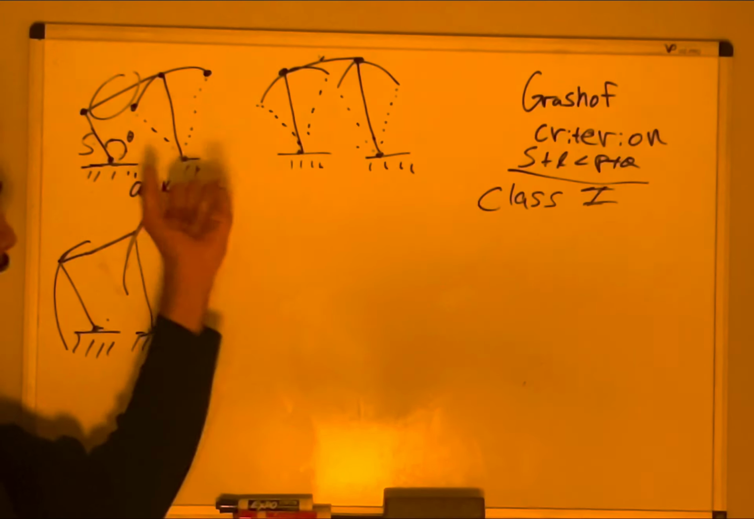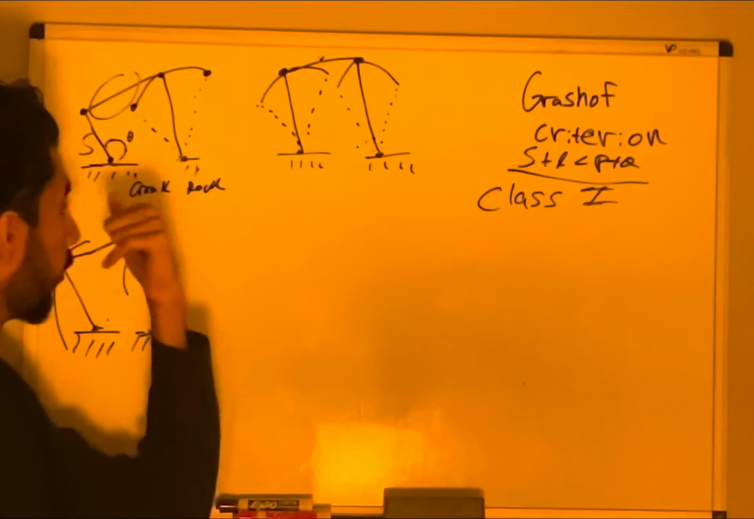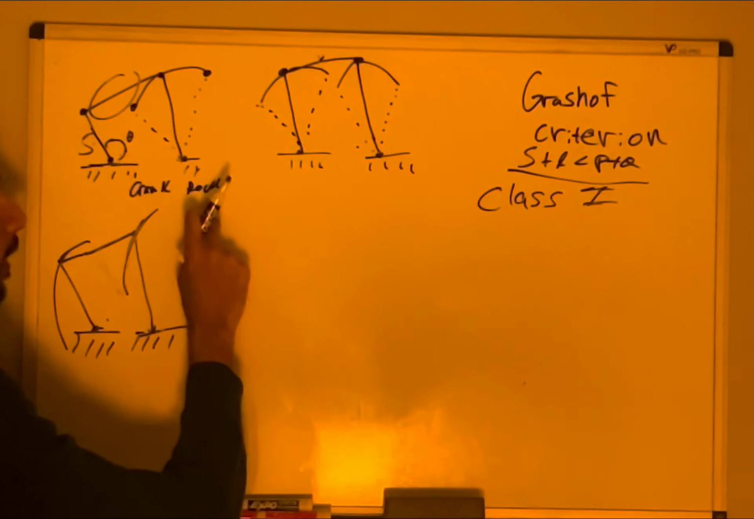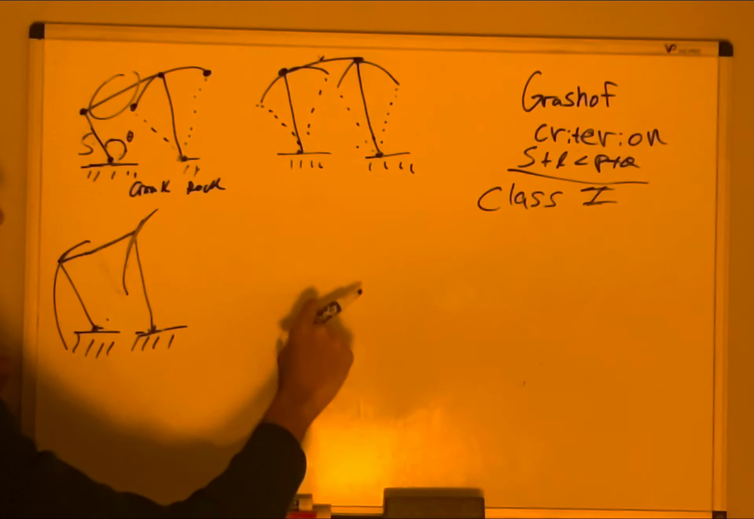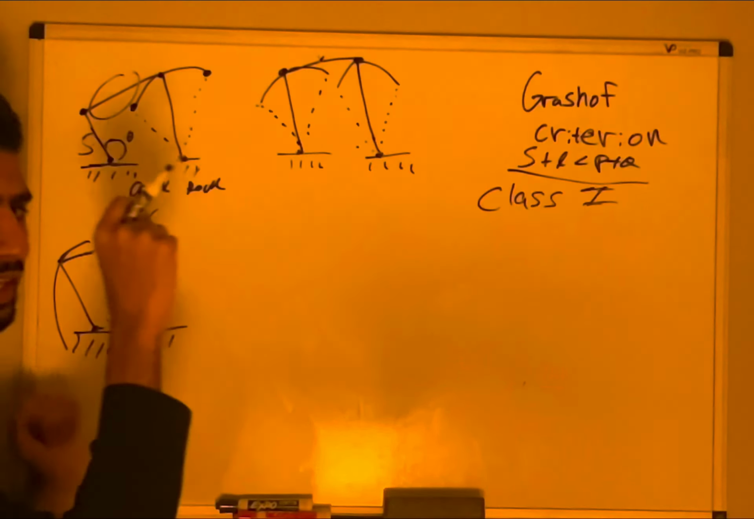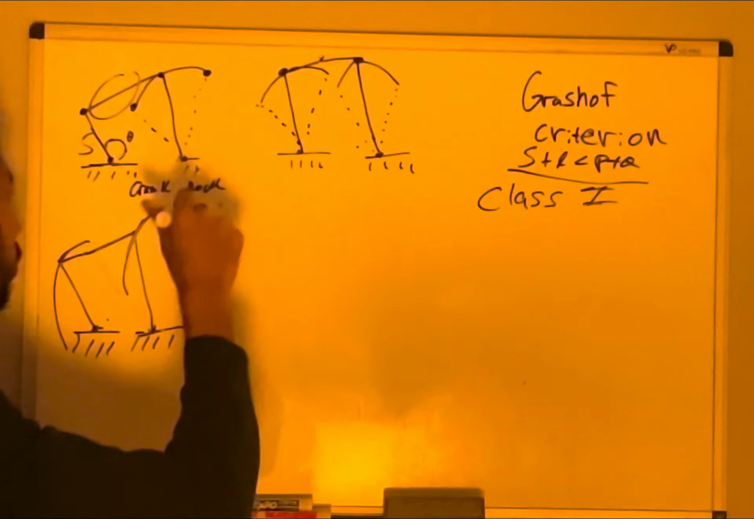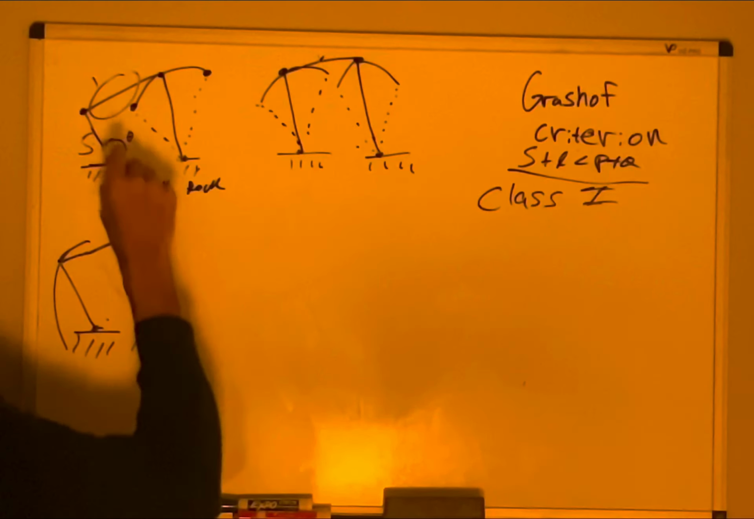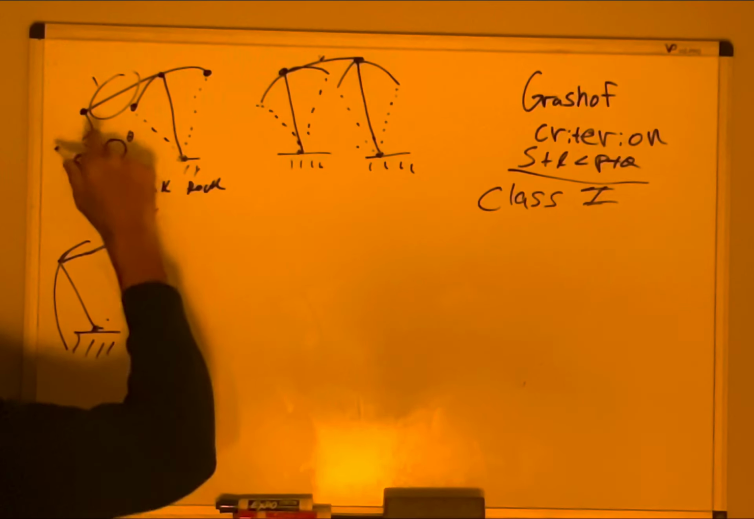So for you to achieve a crank rocker inversion, the link that is adjacent to the shortest link has to be grounded. So you want either this one or this one. And as you can see, this one's grounded and this is the shortest one.